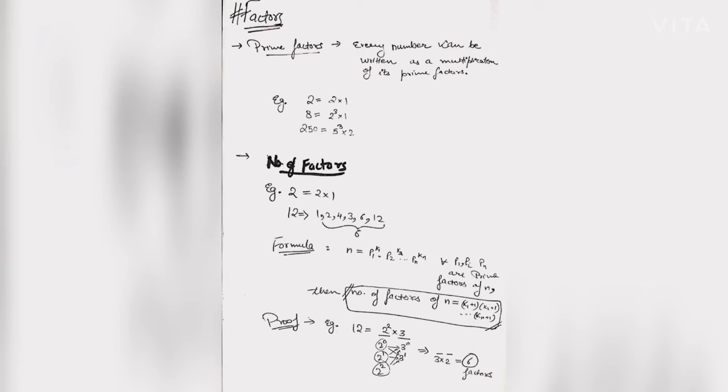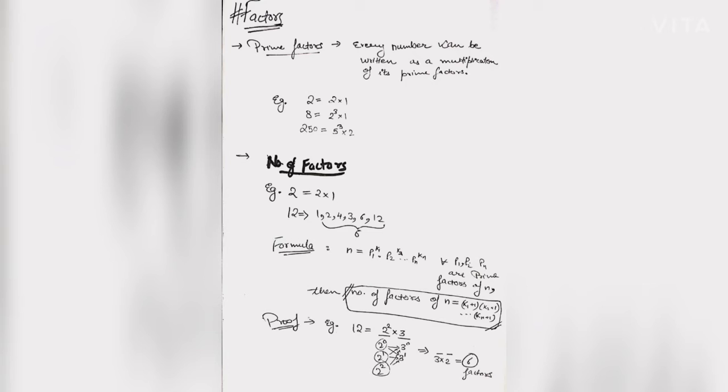So the formula is, if n, a number, can be written as p1 to the power k1 multiplied by p2 to the power k2 up to pn to the power kn, where p1, p2 up to pn are prime factors of n, then the number of factors of n is equal to (k1 plus 1) into (k2 plus 1) up to (kn plus 1).